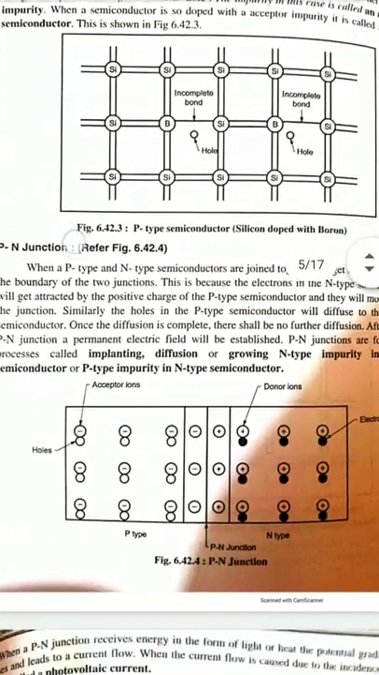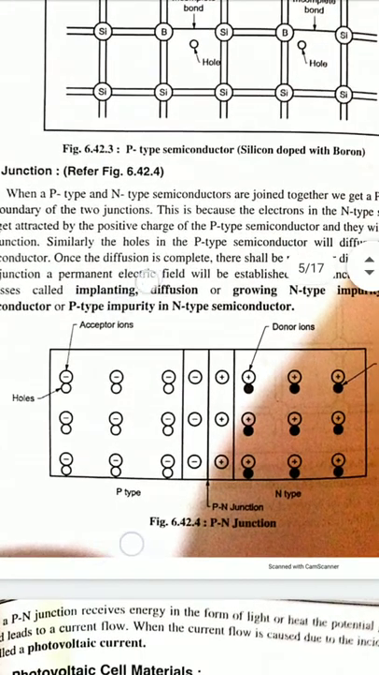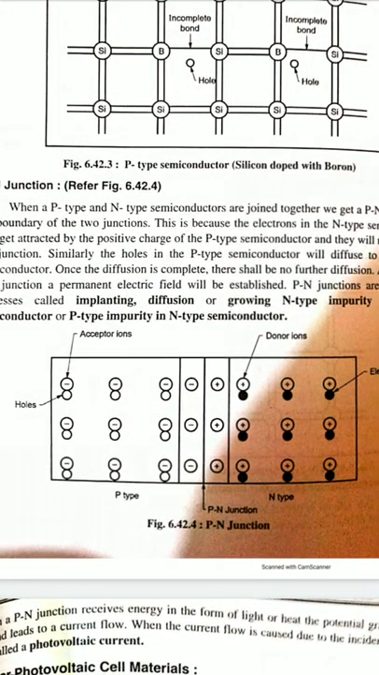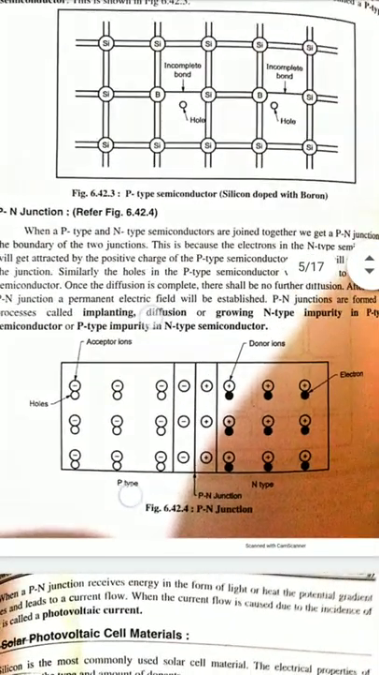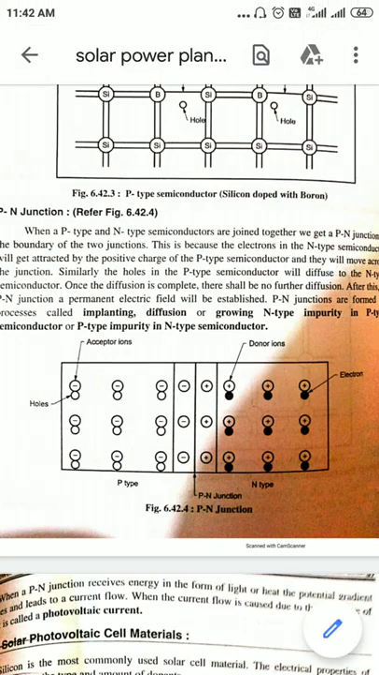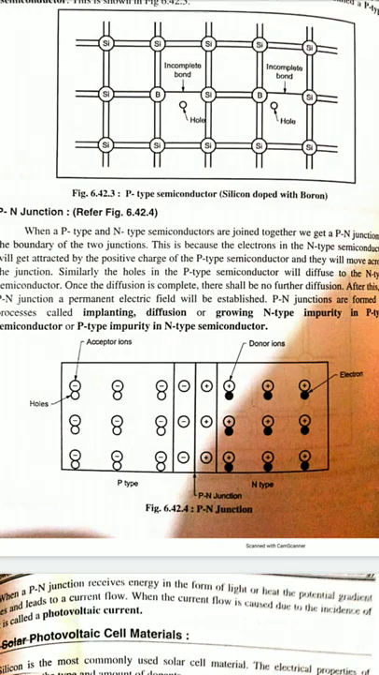Now see the p-n junction diagram. When the p type is combined with the n type semiconductor, the junction between them is called a p-n junction. As we know, n type has free electrons, that is a donor, and p type has acceptors, that is free holes. Combining these, the junction is formed. This is the basis for the solar cell.